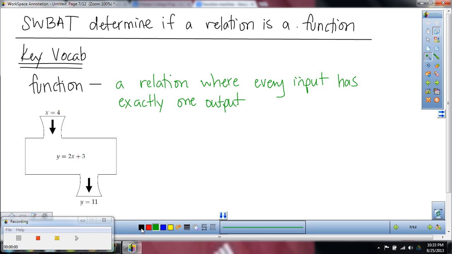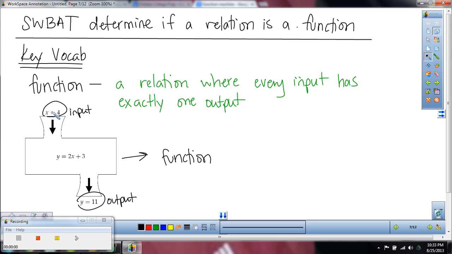And we can go back to our function machine to show a very clear example of what this means. Is this a function? Well, does every input, here our input is x equals 4, and our output is y equals 11. If I plug this 4 in, the only number I can get is 11. There's no way my input can give me anything other than my output. So this has to be a function.